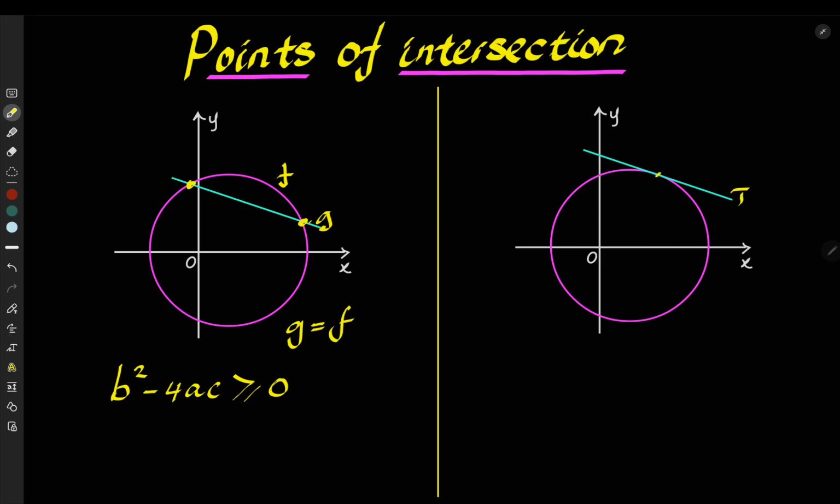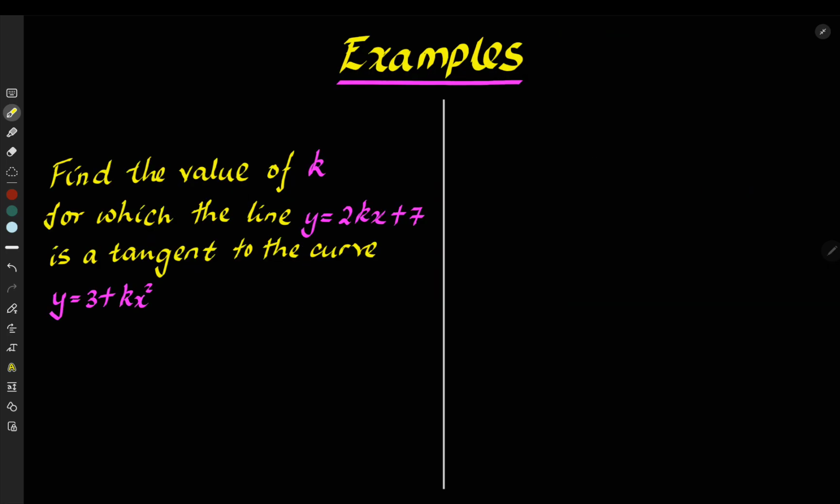However, for the tangent, they meet at only 1 point, which means there is only one distinct value for x and y. So the discriminant b squared minus 4ac should be equal to 0. With that in mind, let's look at some examples. In this example, we are asked to find the value of k for which the line, a tangent in the format y = mx + c where m is 2k, is a tangent to the curve y = 3 + kx squared. You can see this is a quadratic equation. Now, since it's a tangent, it meets at 1.